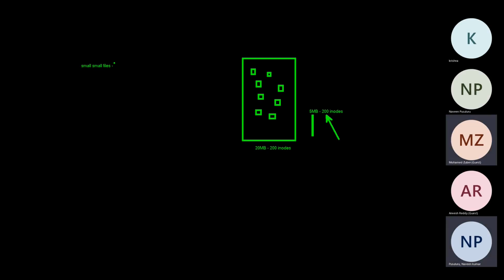But how can you increase the inode count? Can we increase it as much as we want? No, there is actually a limitation. So what is the default inode size? Normally, it will assign one inode per 32 KB, right?